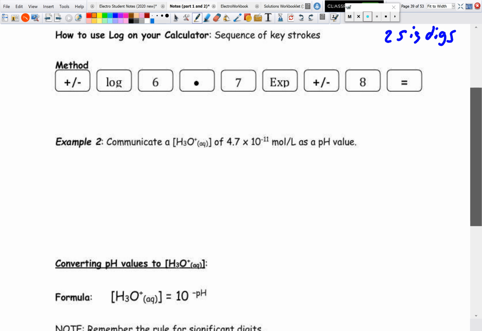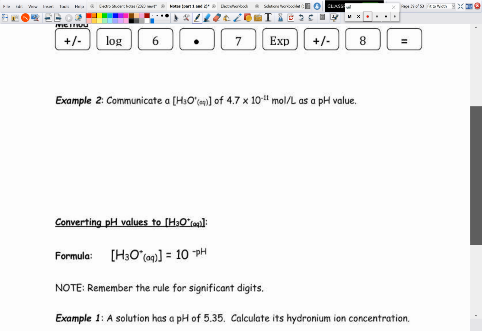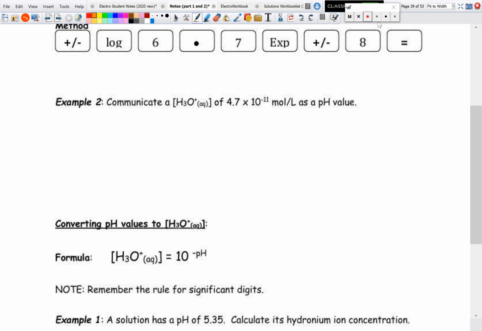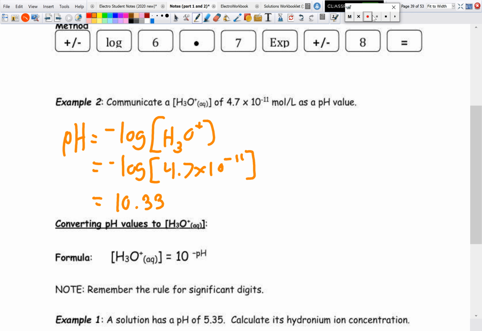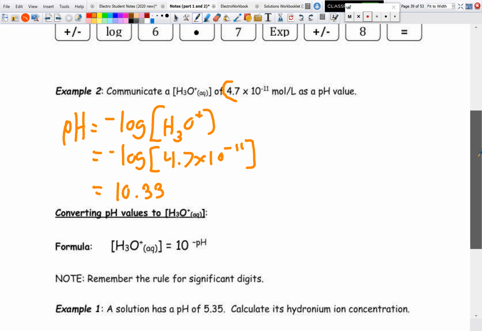Now, same thing, example 2, try this one on your own, see if you can get it, because the answer is going to go up in 3 seconds. And if you plug everything in correctly with 2 significant digits from our 4.7, we should get a pH of 10.33.